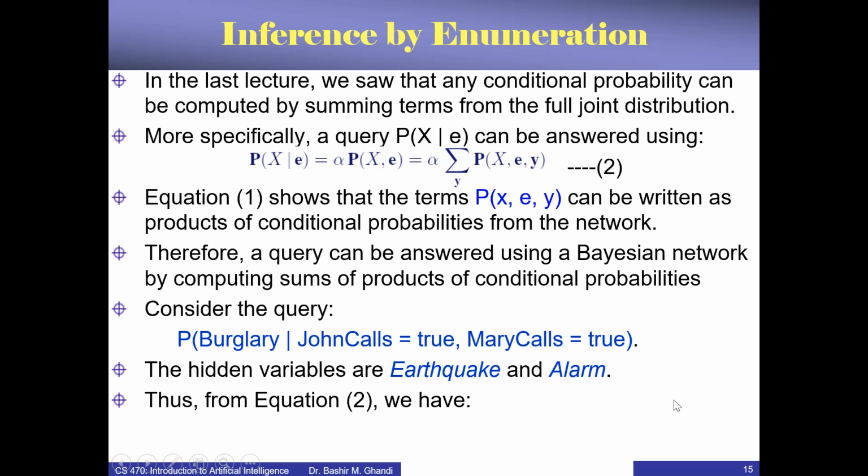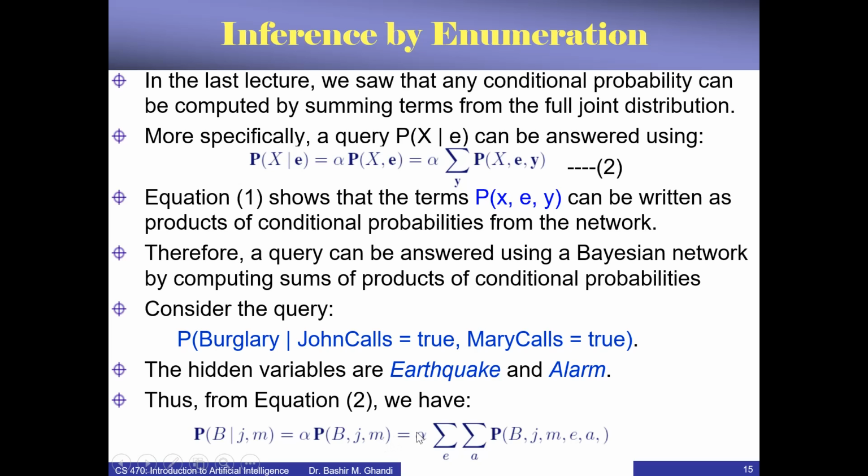And therefore, from this equation 2, we can say that the probability of B given J, M, so again here I'm using abbreviation, B for burglary, J, we have to use a small term since this is now a value. So J means John calls is true, and M means Mary calls is true. So this is the same, based on equation 2, as alpha times the probability of B, J, M.